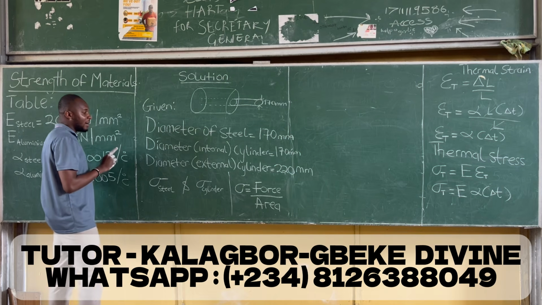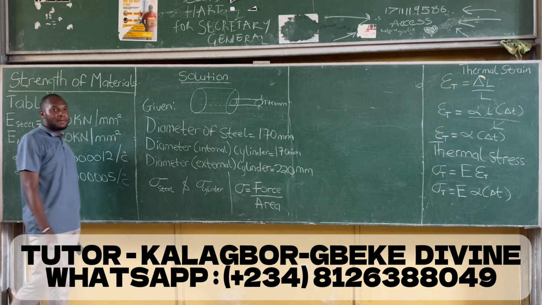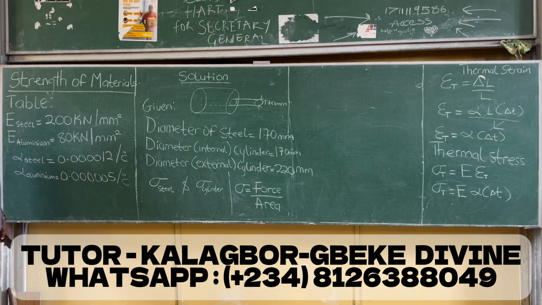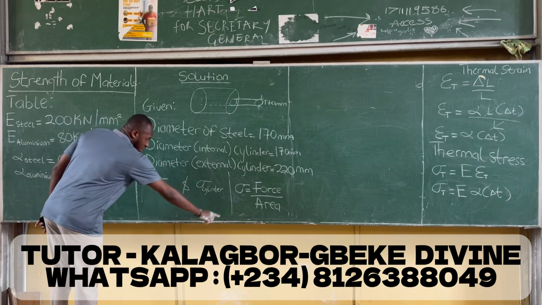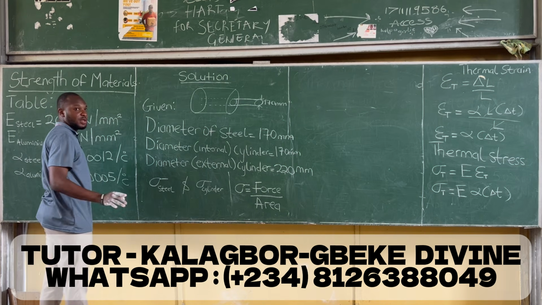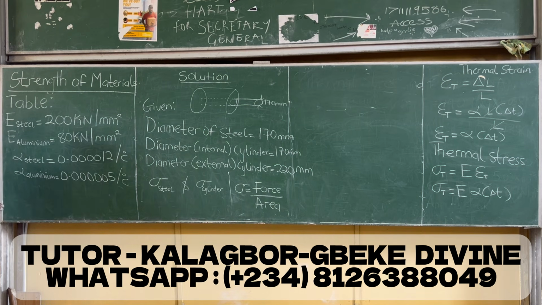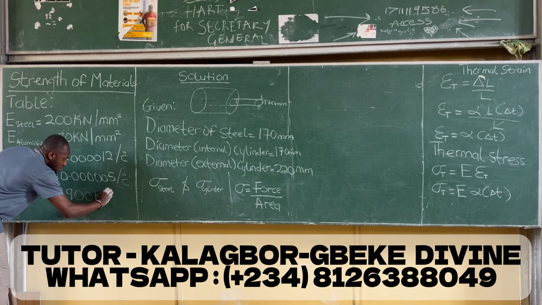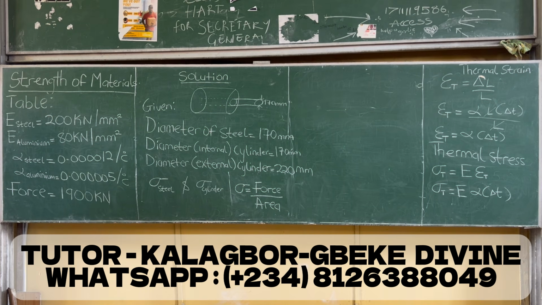But before we get to the area, what was our force given? 1,900. The force is acting on both of them, so it's constant, it's not changing. So let's write it here. Force is equal to 1,900. A question: are we converting the force? No. Why? Because it's already tallying with the constant Young's modulus. So we will not convert the force.